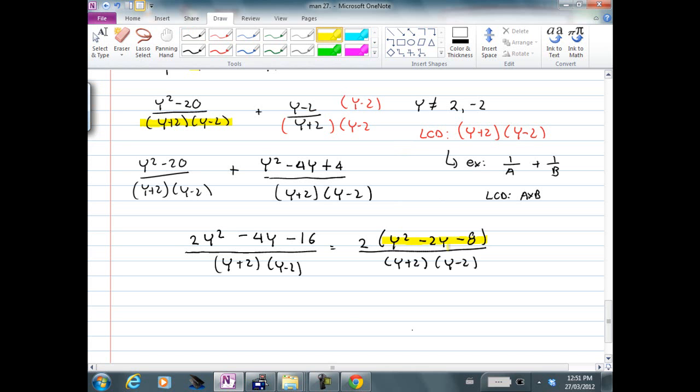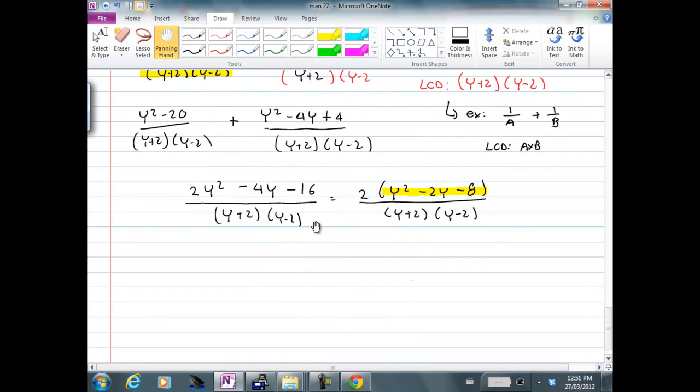Okay. Again, nothing too bad. I keep it nice and simple. 2 times y minus 4, y plus 2, all over y minus 2, y plus 2. Guys, gals, you're almost done. Take it home now.